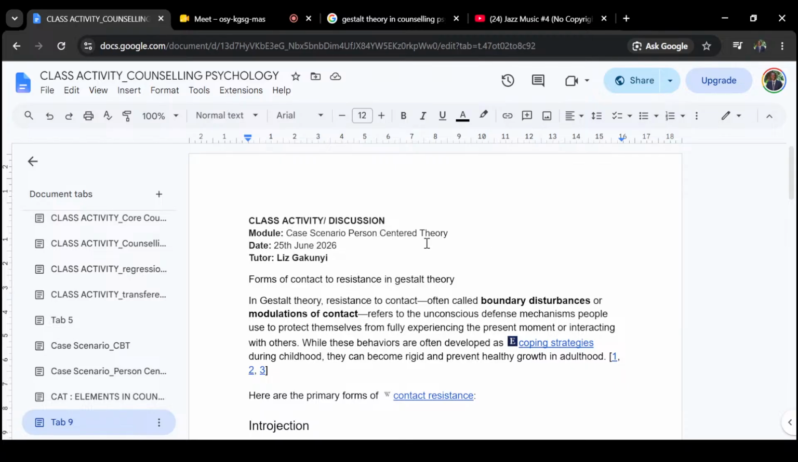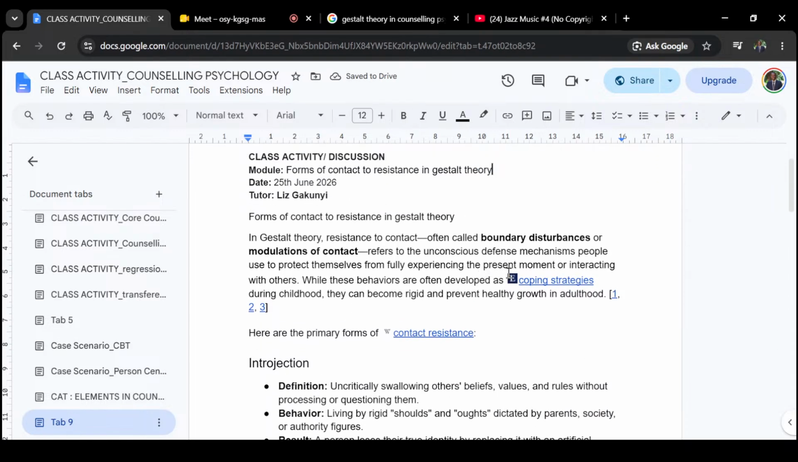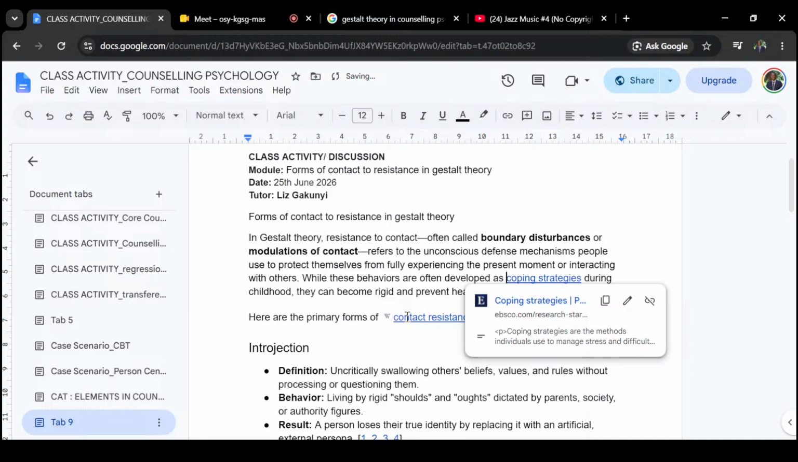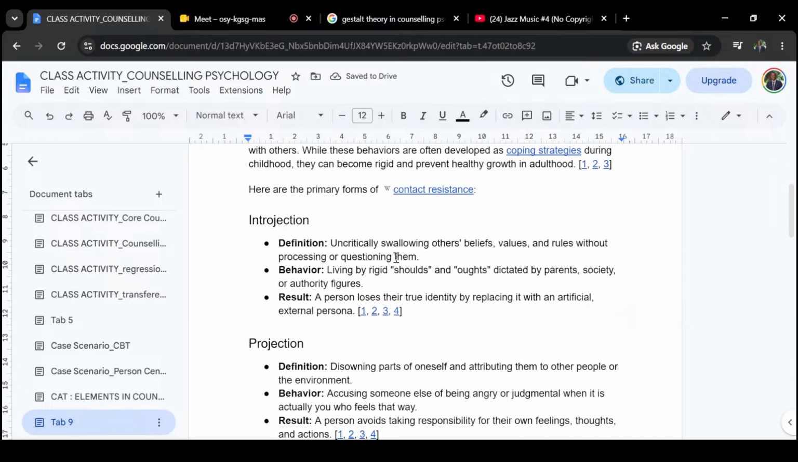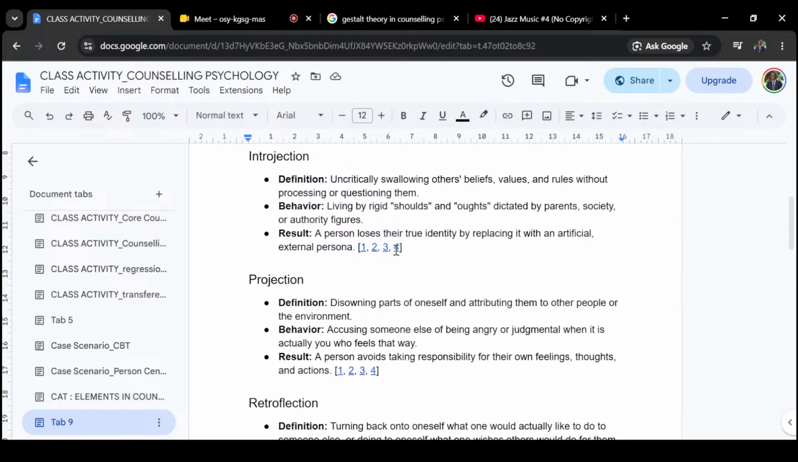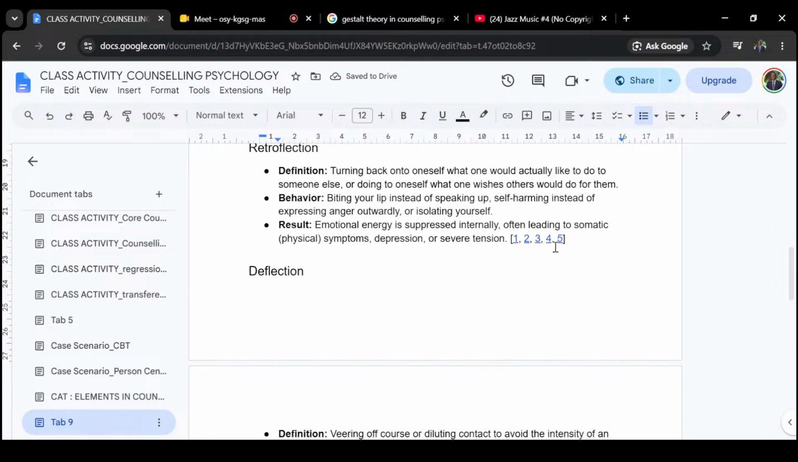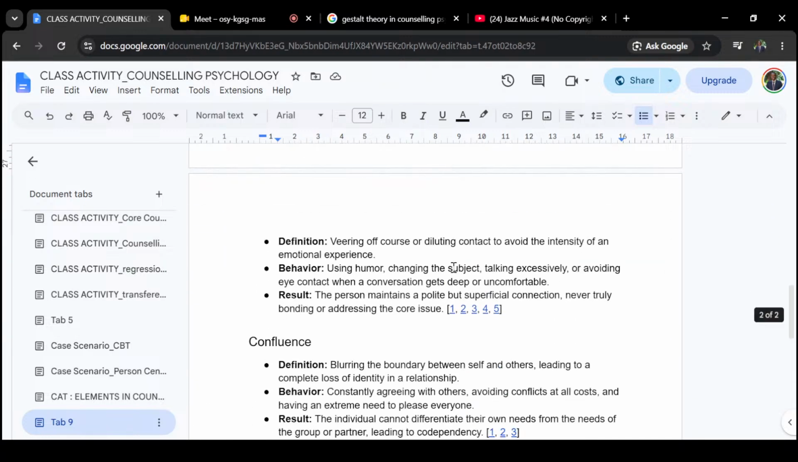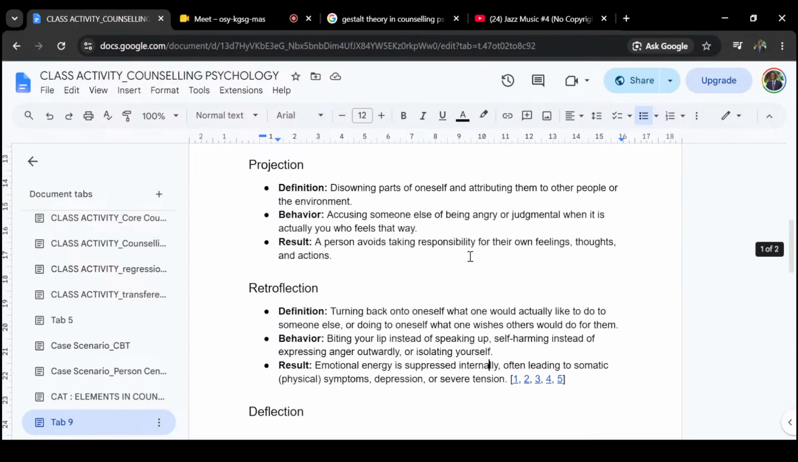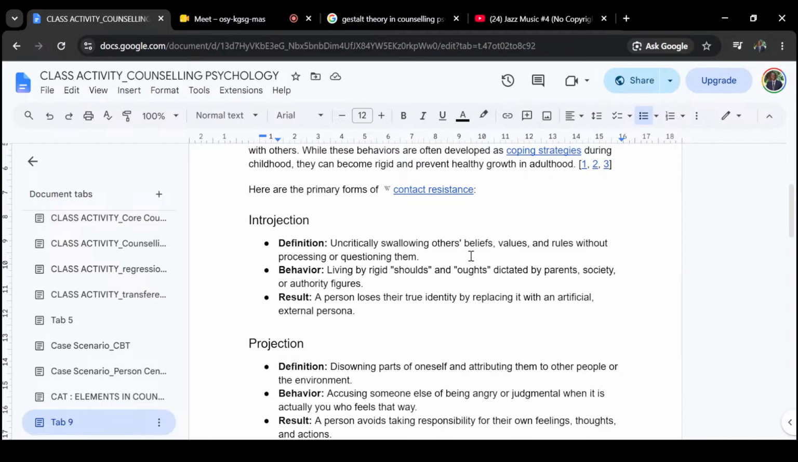Then you read. So the most common forms of contact resistance in psychology are: number one is introjection, taking in others' beliefs, rules, or expectations without examining them. For example, I must always be strong. Number two is projection, attributing one's own feelings or impulses to someone else. For example, feeling angry but insisting others are hostile. Number three is retroflexion, doing to oneself what one wishes to do to others, or vice versa. Example, turning anger inward through self-criticism instead of expressing it. Number four is deflection, avoiding direct contact by distracting or detouring. Example, joking, changing the subject, intellectualizing.